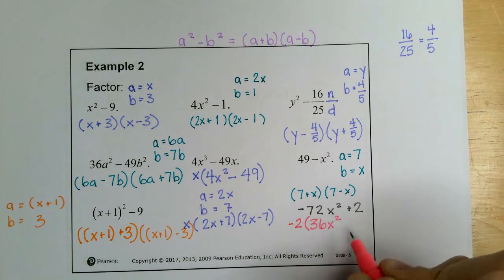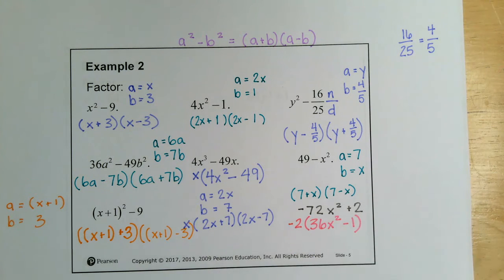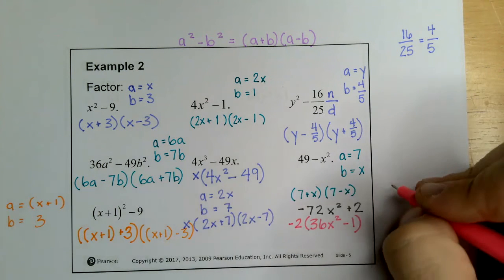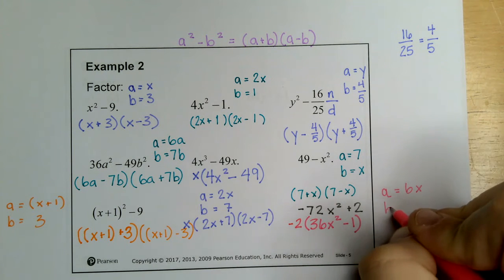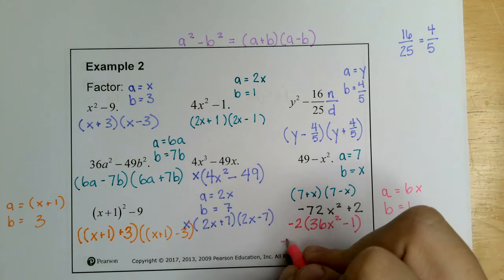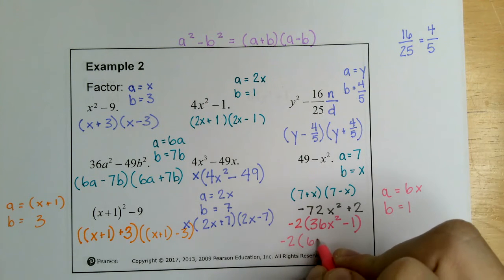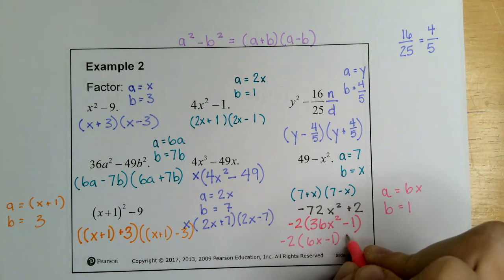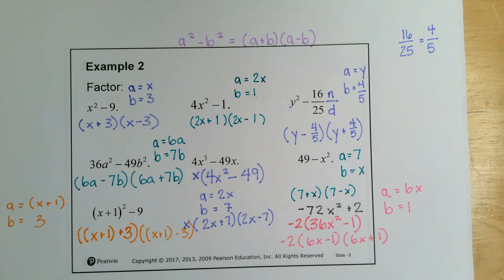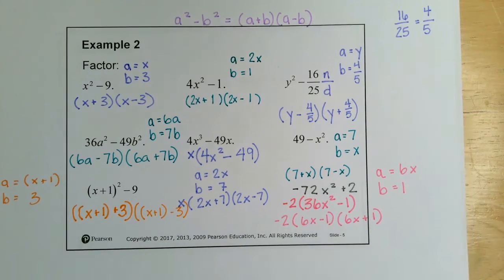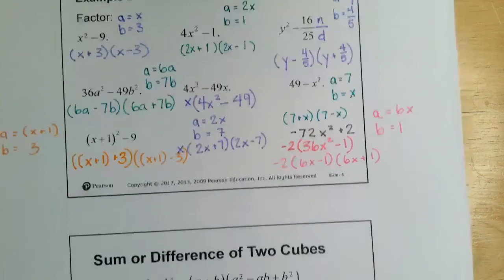Positive 2 divided by -2 gives me a -1. Now I have some perfect squares where a is 6x and b is 1, right? So now I can say -2 times 6x minus 1 times 6x plus 1. So you might have to factor something out before you start using one of these so that you can use it, just so you know.